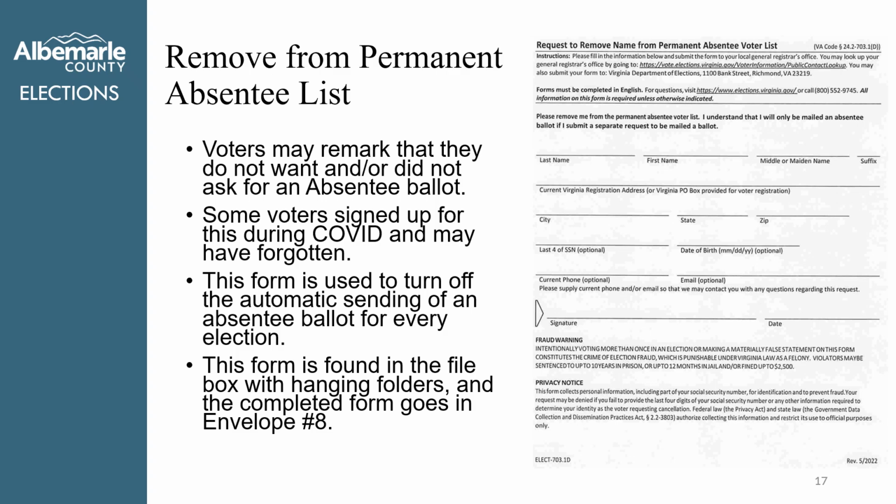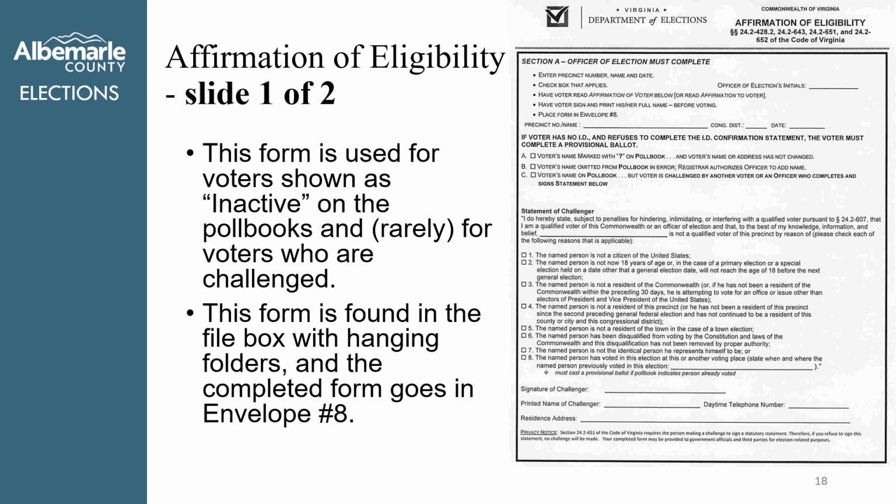This happened a lot during COVID. People signed up when they didn't want to have to go in to vote, and they've simply forgotten what happened. Having them complete this form and putting it in envelope 8 when they're done will ensure that they don't get absentee ballots sent automatically to them in the future.